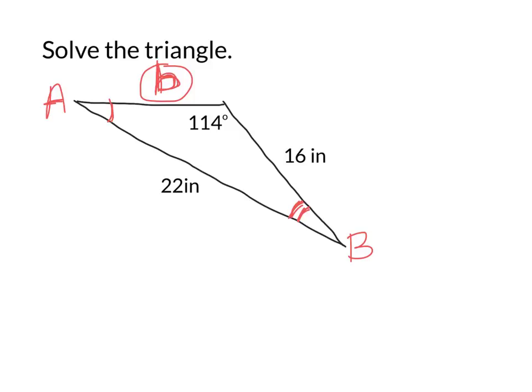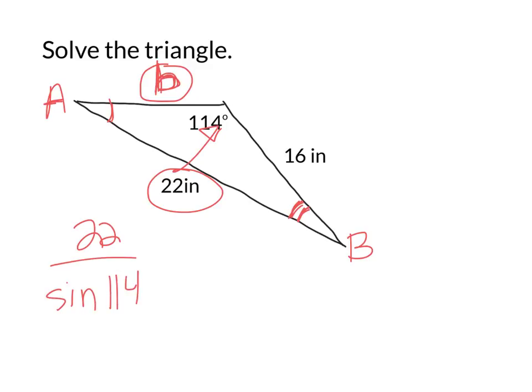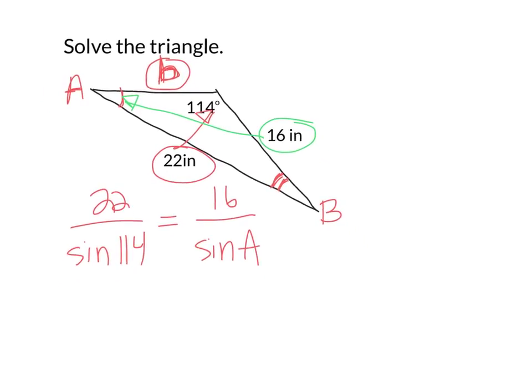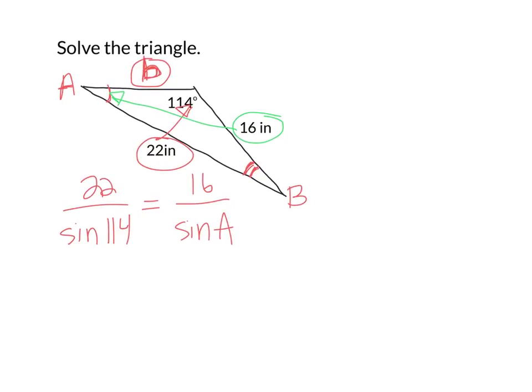Okay, so to do that, we're going to use the law of sines, which is a ratio. If I compare this side, 22, to the sine of the angle across from it, that should be in proportion to any other side compared to the sine of the angle across from it. So because 16 is across from angle A, those are the ones that go together. So I'm going to solve this for angle A real quick.